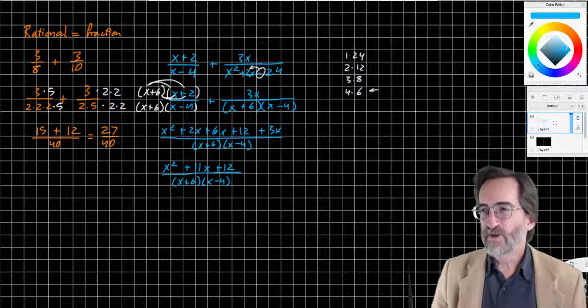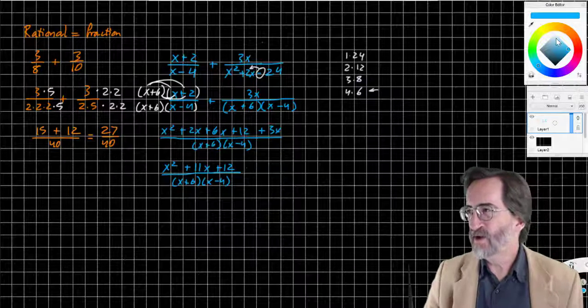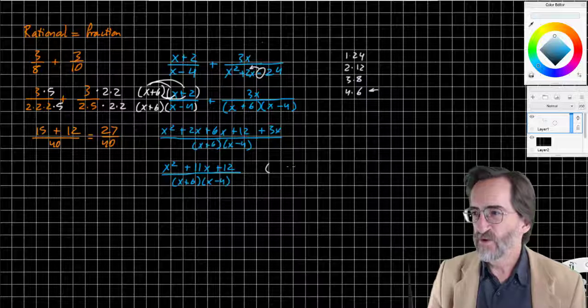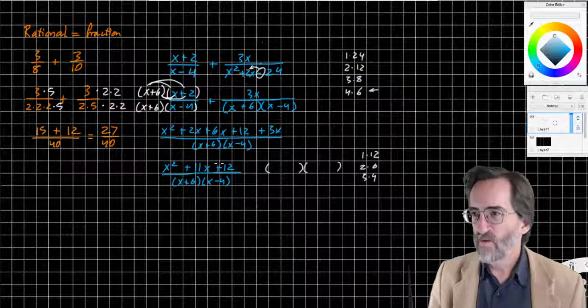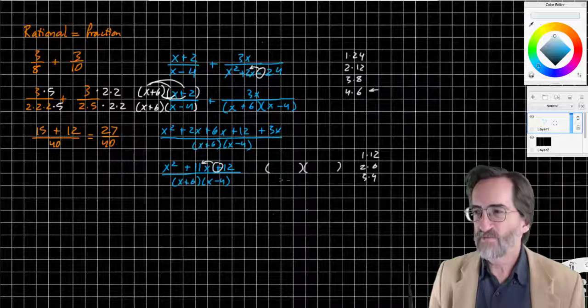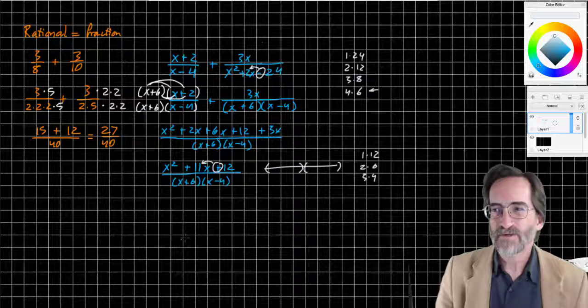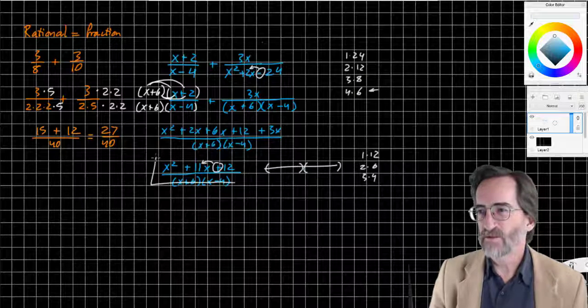Now it might be interesting to see if this factors and if there's any reducing. I don't think it does. Factors of 12 are 1 and 12, 2 and 6, and 3 and 4. We need factors that add to make 11. None of these add to make 11, so that's a dead end. So that would be the answer.